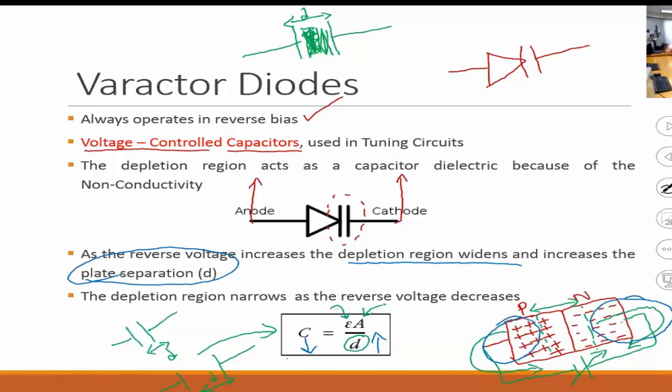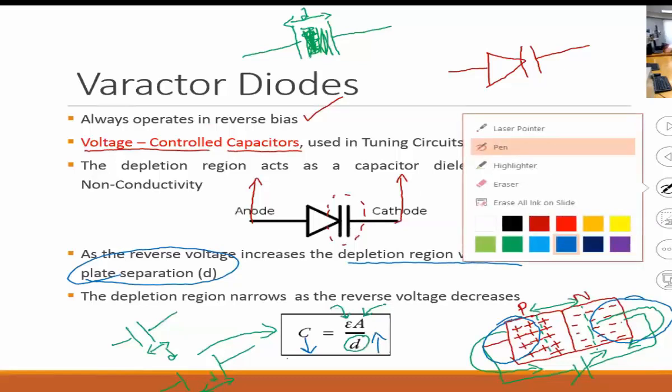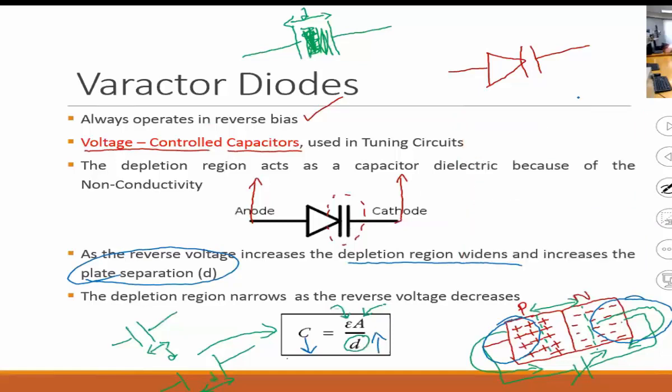So the capacitance will decrease. Does that make sense? That's how we use a reverse bias varactor diode to widen or narrow the depletion region in order to have higher or lower capacitance. If you increase the depletion region distance, the distance increases. If the distance increases, the capacitance will decrease.